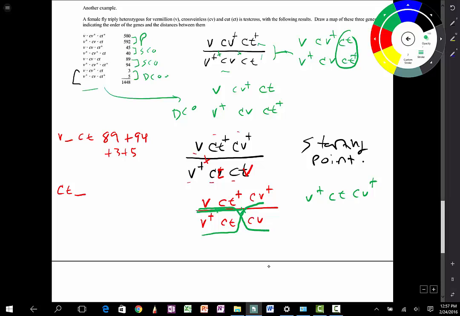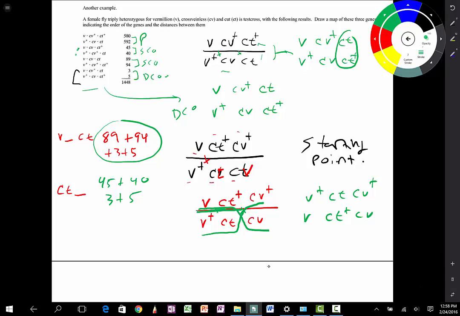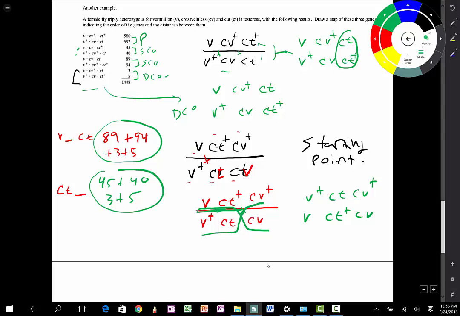Now that kind of looks a little bit better for how we draw these things. Now we've got V CT plus CV. So CT plus by itself is the easiest one to look for. That's this one, CT plus by itself, and then the other two guys together, 45 and 40. Once you know that these numbers go together, the only two numbers you have left are 45 and 40, so you know those go together. And then we just add these things up.